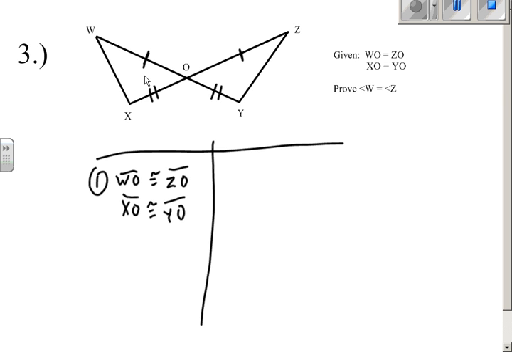So now if you look here, you might say, oh, wait a minute. It looks like I have side angle side. If only I knew that these two were equal. And we know that those two are equal because these are vertical angles. So for step 2, we say angle WOX is congruent to angle ZOY. And the reason is vertical angles are congruent.